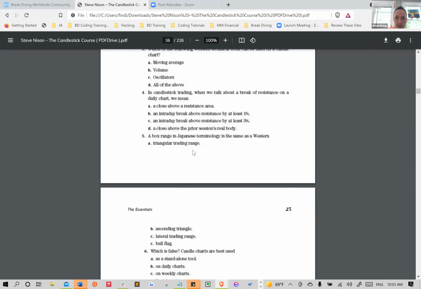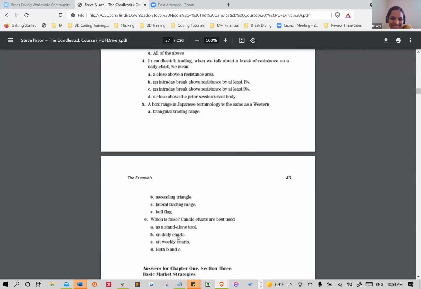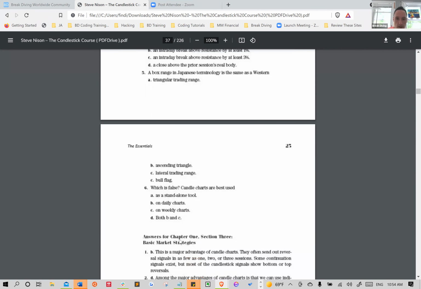A box range is the same as in Western, I would think, just based on English, lateral. Yeah, I agree. Which means kind of across, sideways. Yes. Which is false. Candle charts are best used as a standalone tool. A, because he said false. You should use it with Western techniques and whatnot. Okay.